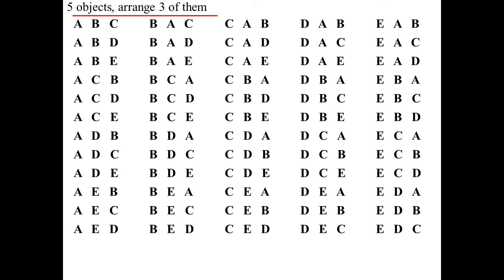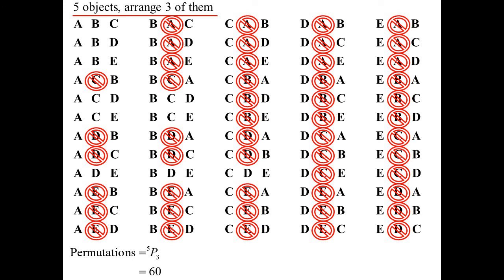Let's try another one. 5 objects, going to arrange 3 of them. There's a lot of them. There's 60 there. All right, ready? We're going to cross out the double ones. So all the double-ups have been crossed out and we've been left with 10, which turns out to be 60 divided by 3 factorial. So again, divided by the number of ways we could have arranged the 3 objects. So there seems to be a clear pattern.